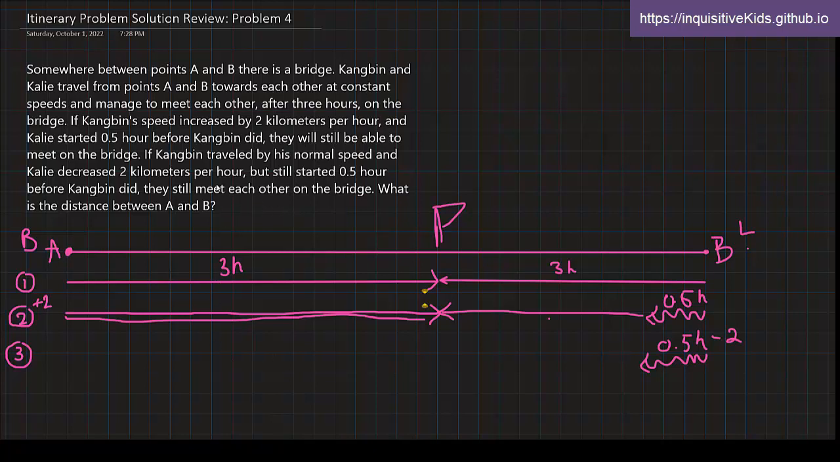I'm just drawing it in different directions so that you can understand it's not the same. Kangbin traveled at his normal speed, and they still meet at this point. And Kalie traveled at her decreased speed. Let's also do a straight line for that. So they all meet at this point right here. What is the distance between A and B? This is the first step, drawing the sketch.